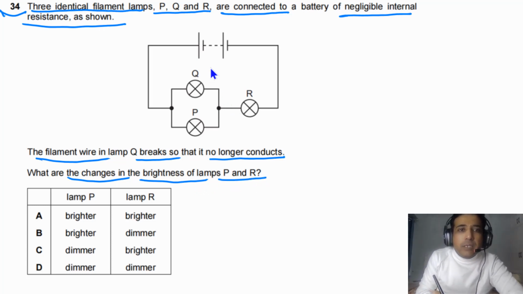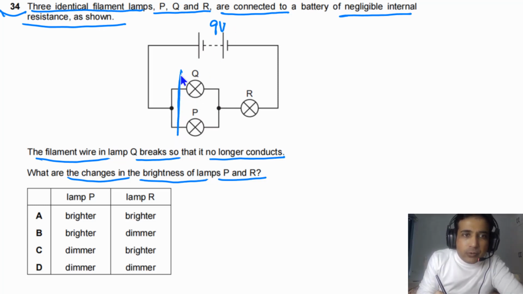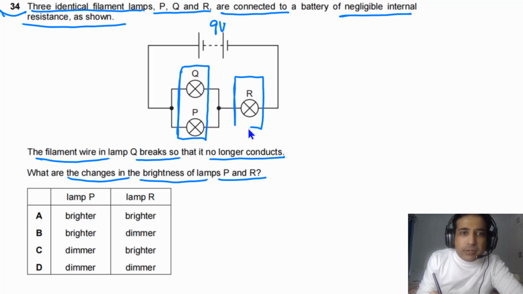So first of all, let's assume that EMF of this power supply is 9 volts. To just make it simple for you, we can do without numbers, but the purpose of using these numbers is to make it easy for you so you can see what is happening. So if this is 9 volt, and if we look at the resistance of these two resistors as they are connected in parallel, and if we compare that resistance with resistance of this single resistor, let's say the resistance of this resistor is capital R. So I hope you will say resistance of this combination will be R by 2.